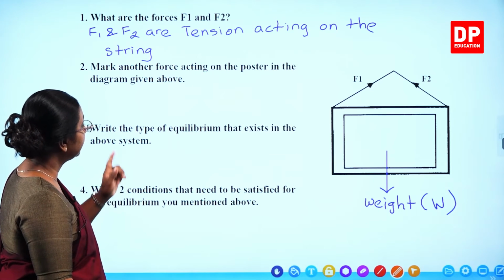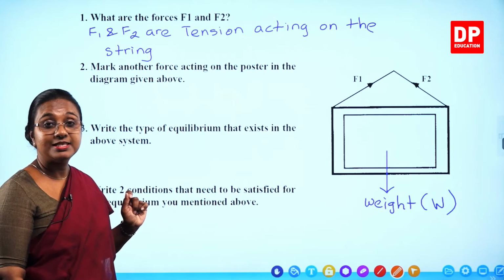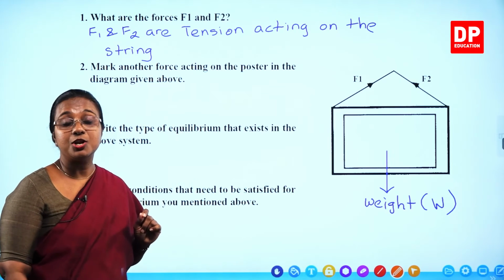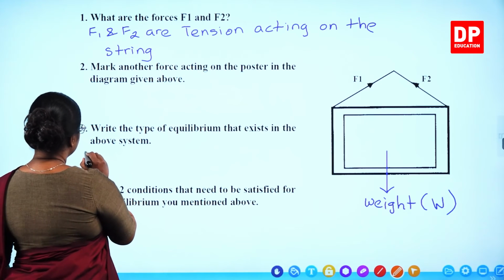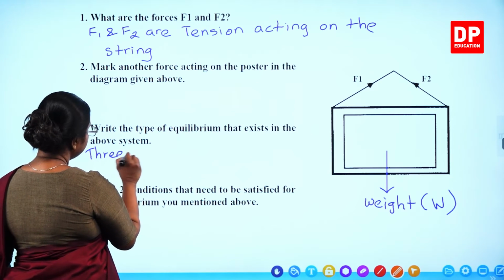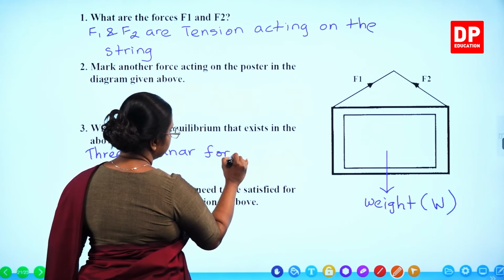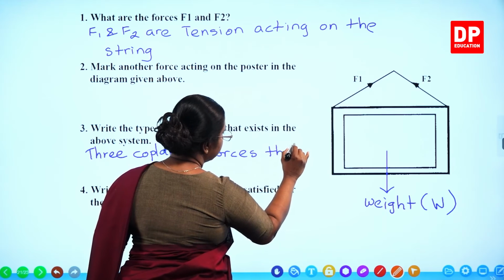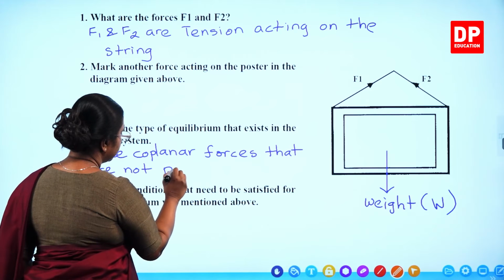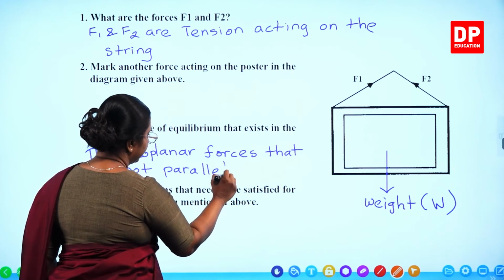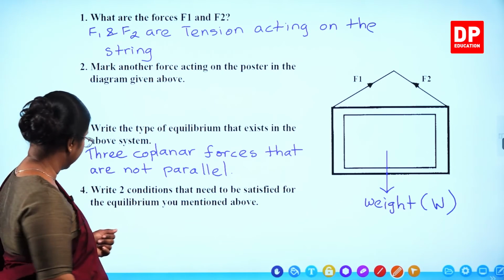Write the type of equilibrium that exists in the above system. There are three forces. They are all in the same plane. So coplanar forces, but they are not parallel. So three coplanar non-parallel forces. So three coplanar forces that are not parallel. So we can say that. You can say non-parallel forces or forces that are not parallel.